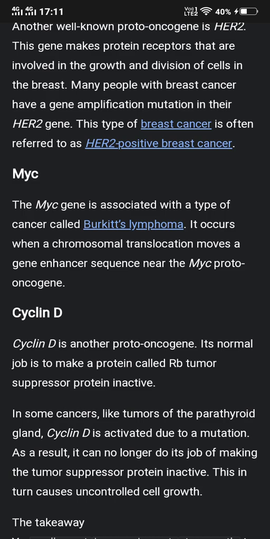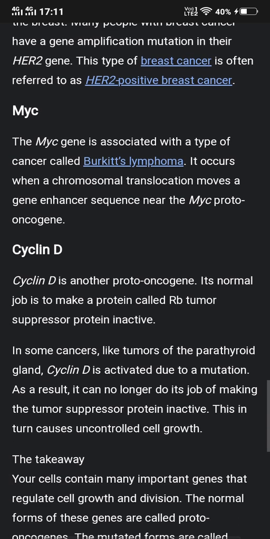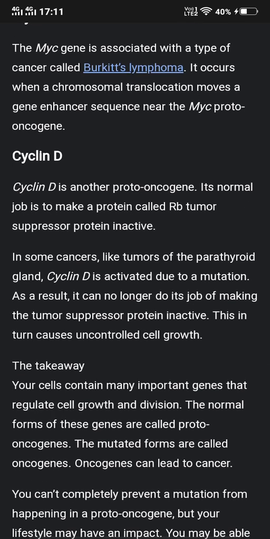Cyclin D is another proto-oncogene. Its normal job is to make a protein called RB2 tumor suppressor protein inactive. In some cancers, like tumors of the parathyroid gland, cyclin D is activated due to a mutation. As a result, it can no longer do its job of making the tumor suppressor protein inactive. This in turn causes uncontrolled cell growth.